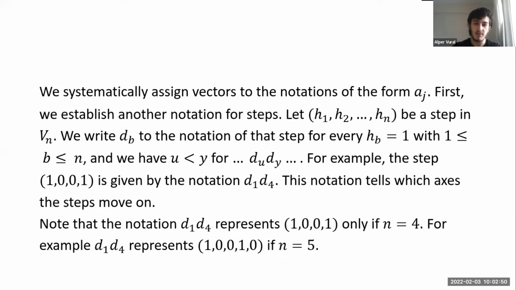We systematically assign vectors to the notations of the form aj. First, we establish another notation for steps. Let h1, h2, ..., hn be a step in Vn. Note that these hi's are just ones or zeros. We write di to the notation of that step for every hi equal to 1, and we have u smaller than y for du, dy. For example, the step 1001 is given by the notation d1, d4. This notation tells which axis the step moves on. Note that the notation d1, d4 represents 1001 only if n equals 4. For example, d1, d4 represents 10010 if n is equal to 5.